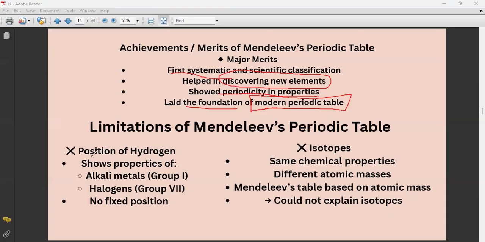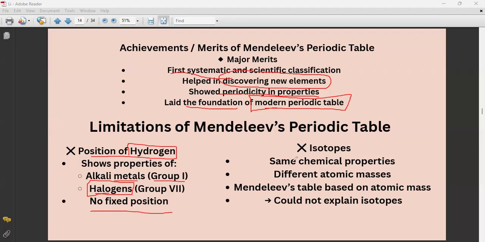What were the limitations? He couldn't place hydrogen properly, because it shows the property of alkali metals. He hadn't shown the property of hydrogen very clearly, because sometimes he placed it in the alkali metals, which was group 1, and sometimes he placed it in the group of halogens. So there was no fixed position for hydrogen in Mendeleev's periodic table. Okay.